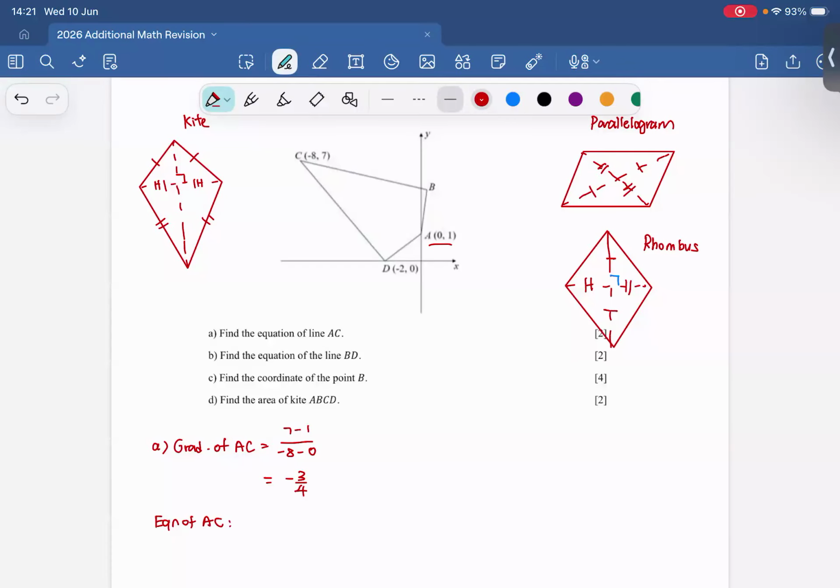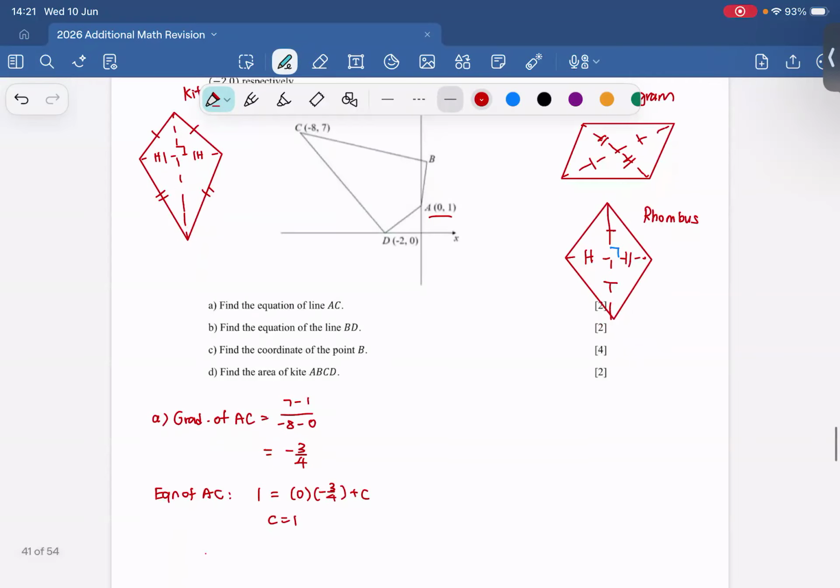what you do, you just put in your y, put in your m, put in your x to find your c. So in this case, my y I put 1, the x I put 0, the m I put negative 3/4, and then the c. So c is just equals to 1. So therefore the equation is just y equals to negative 3/4 x plus 1.